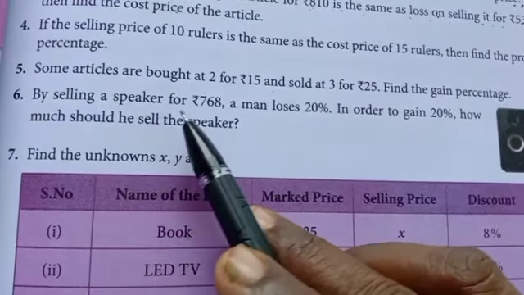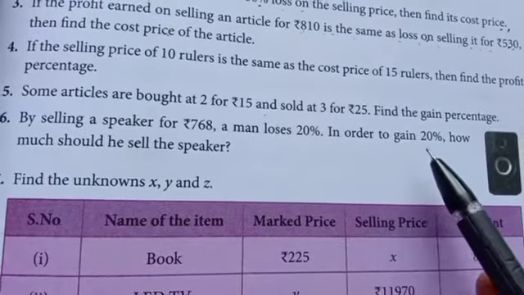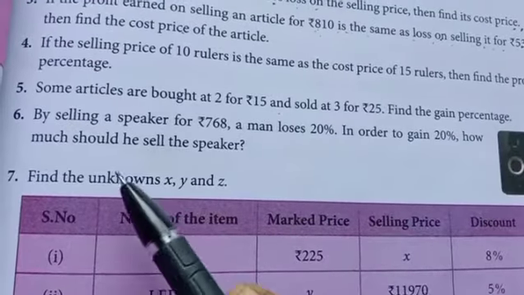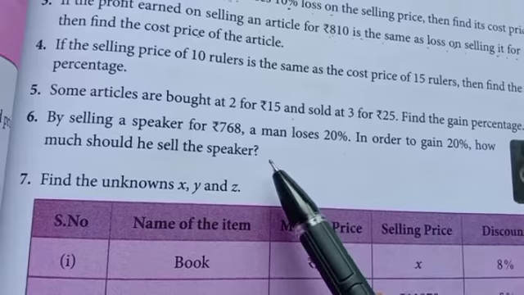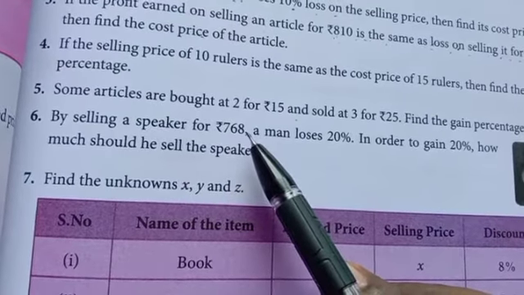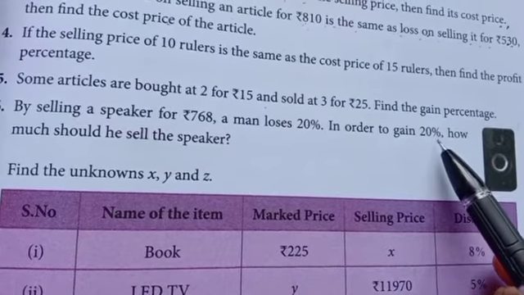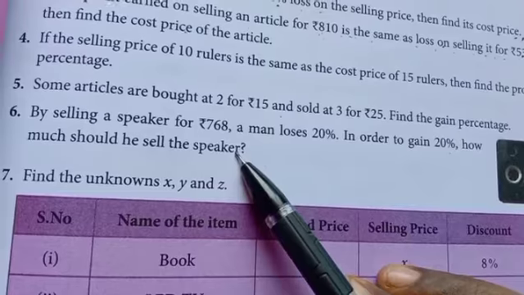Sixth question. By selling a speaker for rupees 768, a man loses 20%. In order to gain 20%, how much should he sell the speaker for? Yes, selling price is rupees 768, they get a loss of 20%. Suppose they need to get a gain of 20%, what is the SP? This is the question.